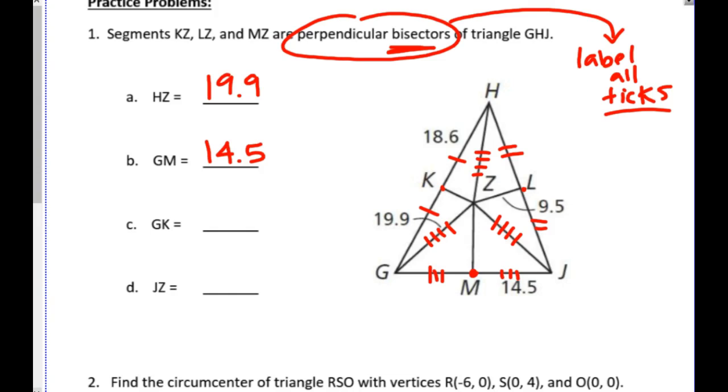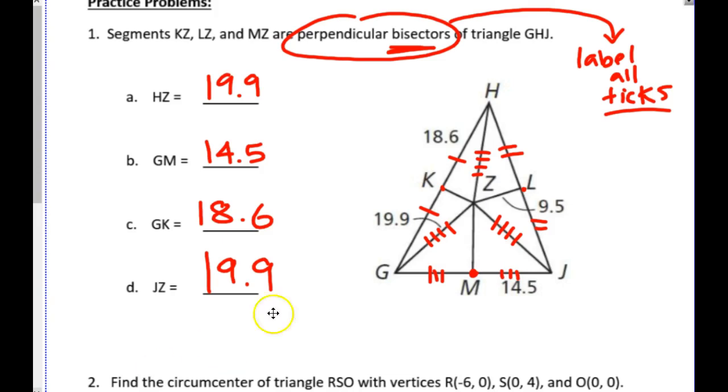GK is how many tick marks? 1. And it's not 19.9, by the way. Right? 18.6 is 1 tick mark. So that means GK, 18.6. Okay, JZ. JZ is how many tick marks? 4 tick marks, which is 19.9. That was easy, right? If you know what you should know about perpendicular bisectors and a circumcenter.